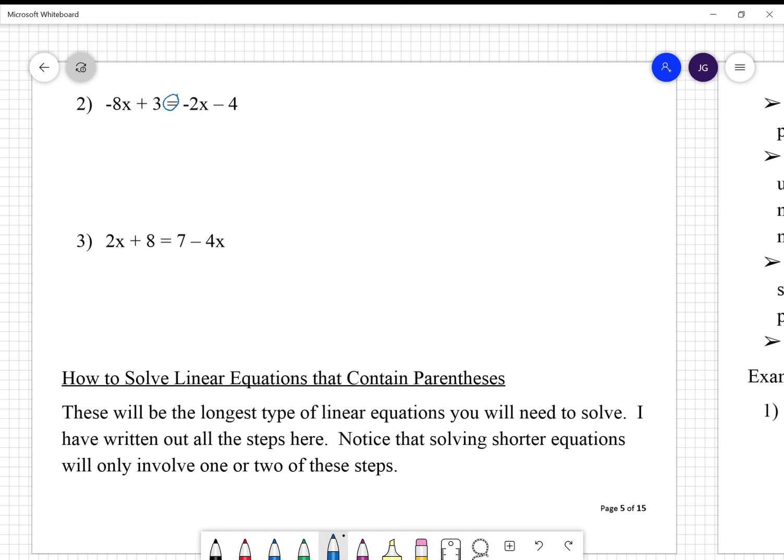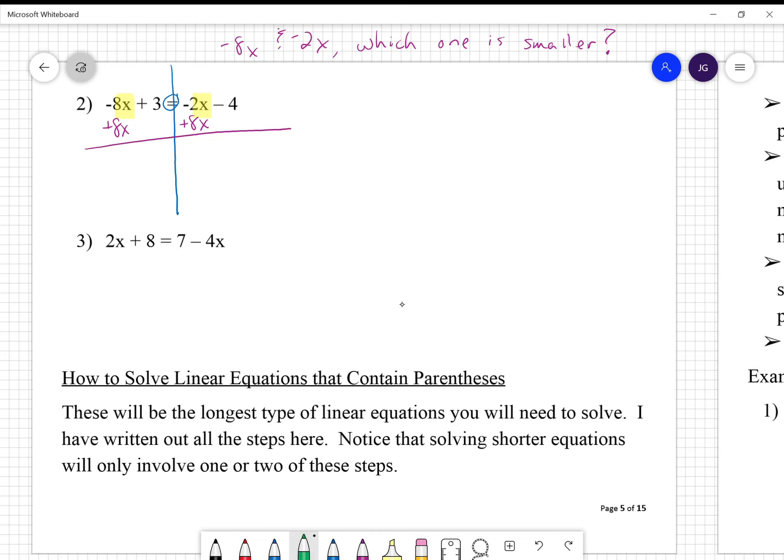Okay, I have an equal sign. I see that I have a variable on both sides. My variable terms are negative 8x and negative 2x. Which one is smaller? Well, negative 8 is smaller than negative 2. So I'm going to move the negative 8 from the left side to the right side by adding it. Opposite of negative is positive. Notice I'm lining it up under my like term.